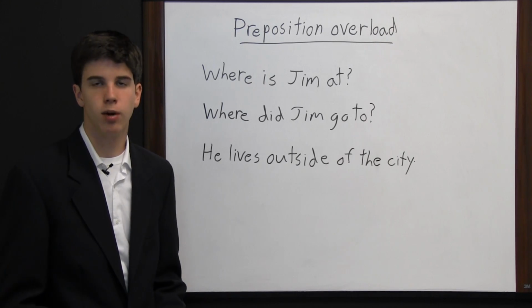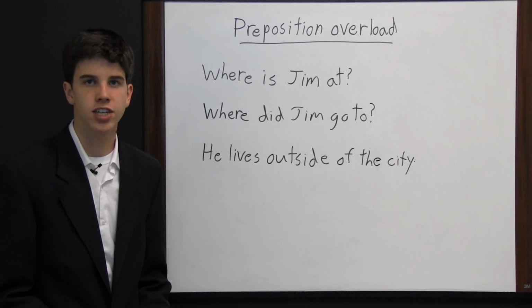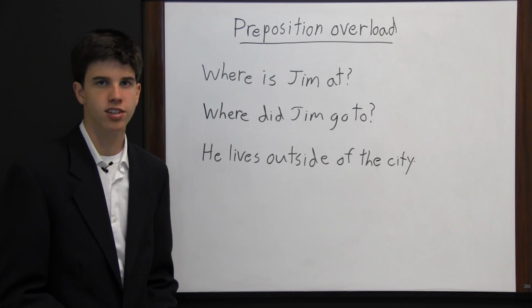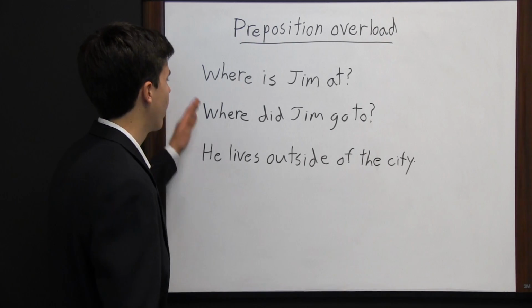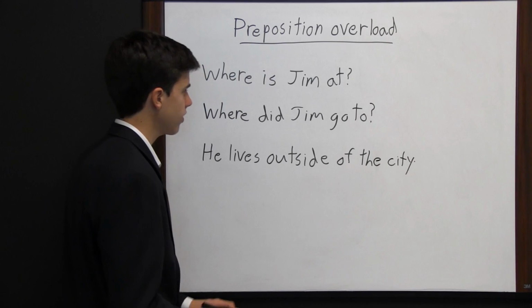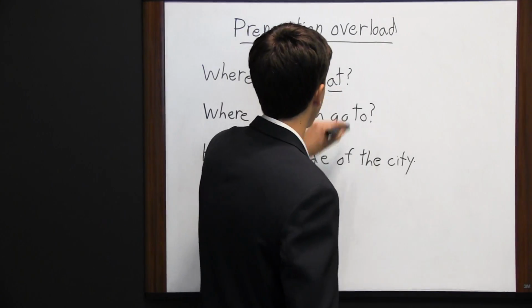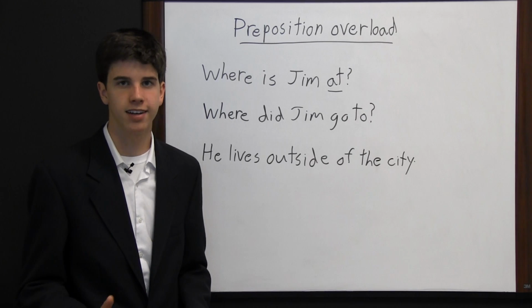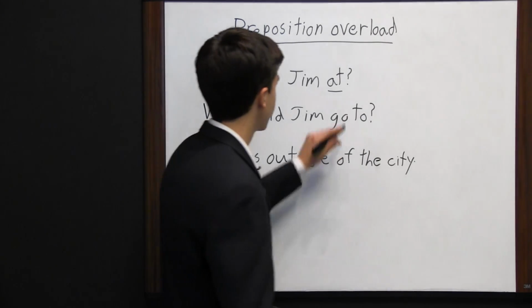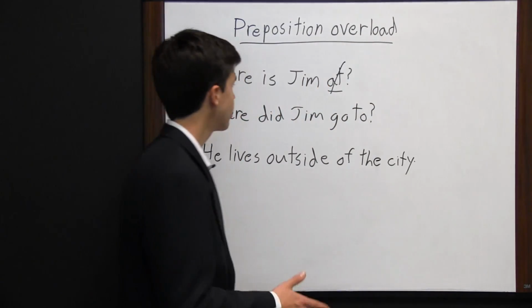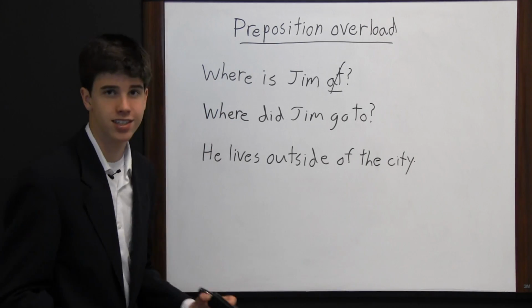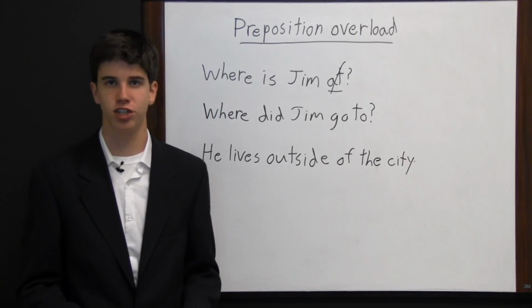There's something I like to call preposition overload, and that's when a writer or a speaker uses more prepositions than needed. Take a look at this first example. Where is Jim at? You notice right here that "at" is a preposition. However, this preposition actually is not needed. You don't believe me? Here, look, we can draw a line through "at" and try reading the sentence without the preposition. Where is Jim? See, the sentence still makes perfect sense without the preposition.